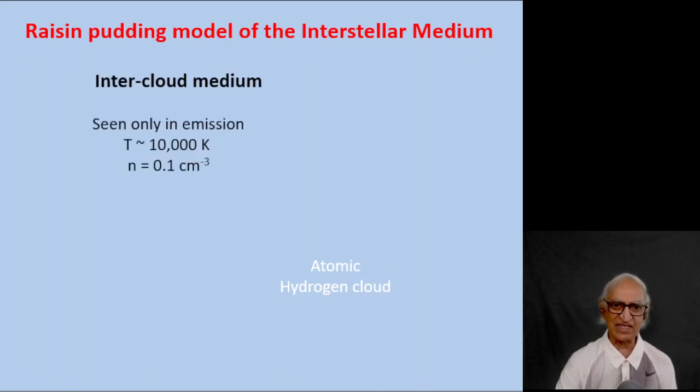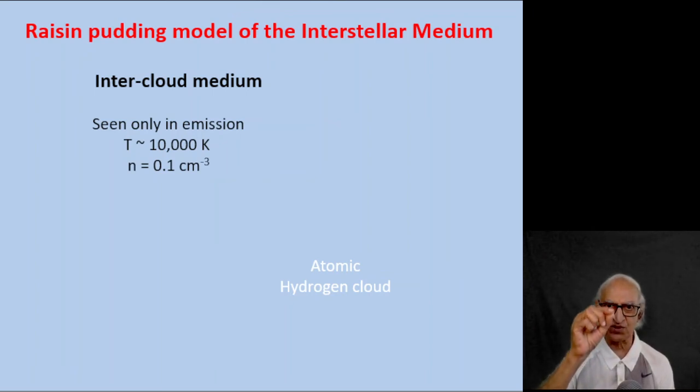So there is an intercloud medium. From observations, astronomers have deduced that its temperature is about 10,000 Kelvin, and its density is 0.1 hydrogen atoms per cubic centimeter. Remember, the number of molecules per cubic centimeter in your room is about 10 to the power 20 or 10 to the power 21. Here we are talking about 0.1 atom per cubic centimeter. So the number density is down by a factor of 10 to the power 22 or 10 to the power 23. Therefore, this gas, which is hot and very low density, is seen only in emission.